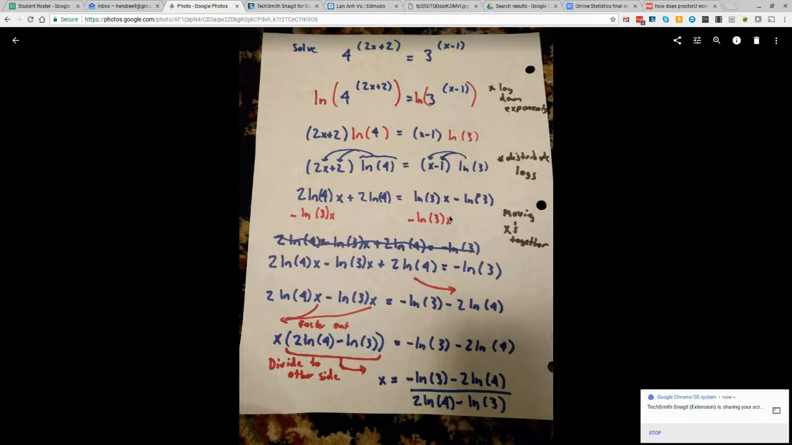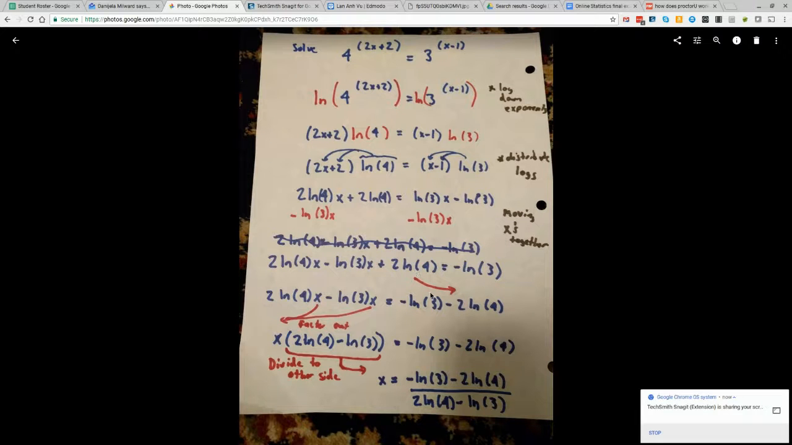Now what we want to do, I'm going to move the x's over just as if you had a linear equation. You had two x's in the equation. You're going to move the x's together to combine like terms. You can't really combine like terms here, but you're going to get the x's together. So 2 natural log of 4 times x minus natural log of 3 times x, and this plus 2 natural log of 4 is just right here. And then we have negative natural log of 3. I'm going to move this over because this has no x's in it at all.